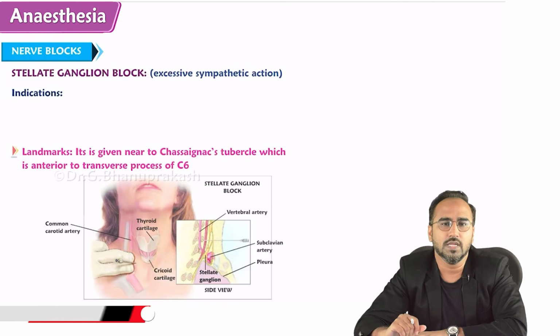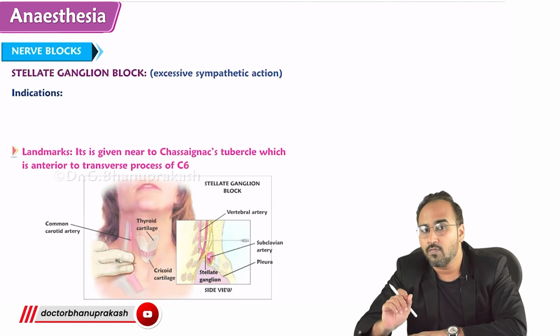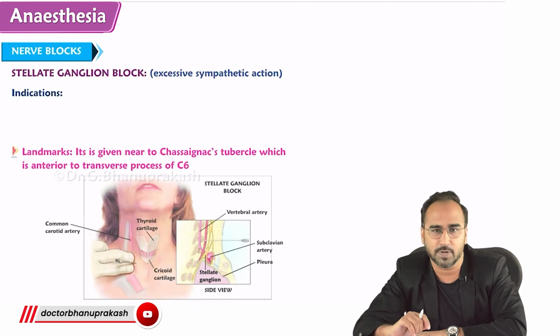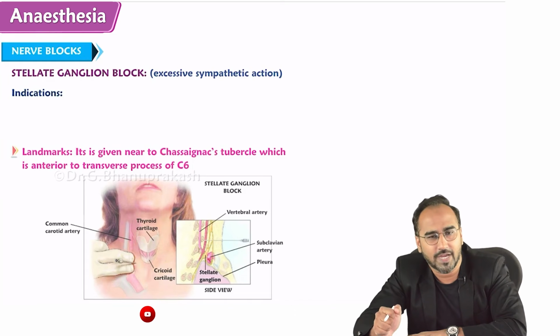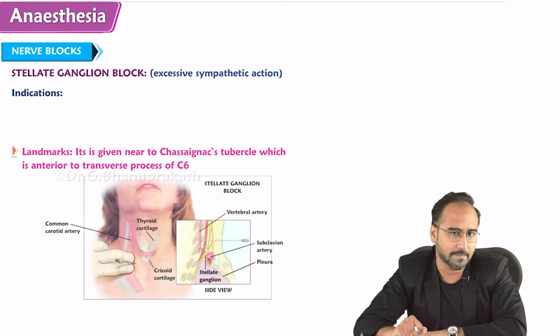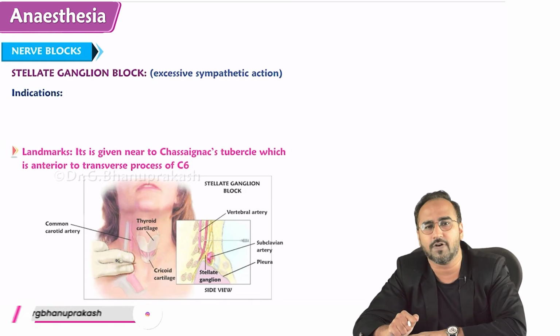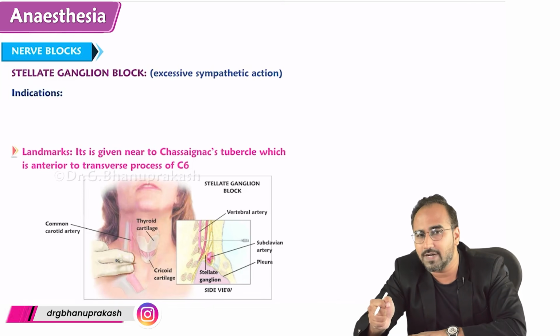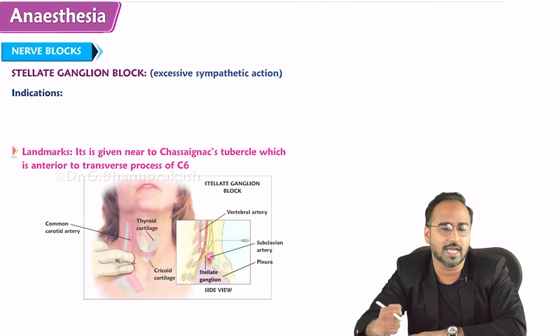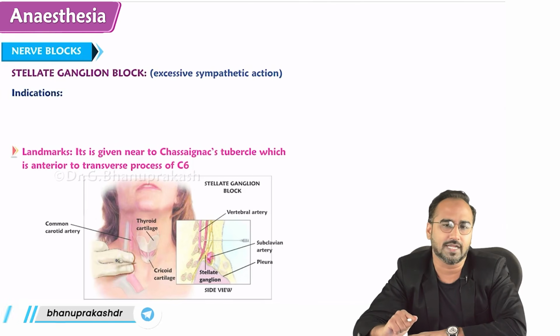Stellate ganglion block. First of all, guys, we need to remember what the stellate ganglion is responsible for. Stellate ganglion is responsible for sympathetic activity of the face, neck and upper limb. Sympathetic meaning what? The vasoconstrictive activity of the face, neck and upper limb, right? Stellate ganglion is responsible for that activity.